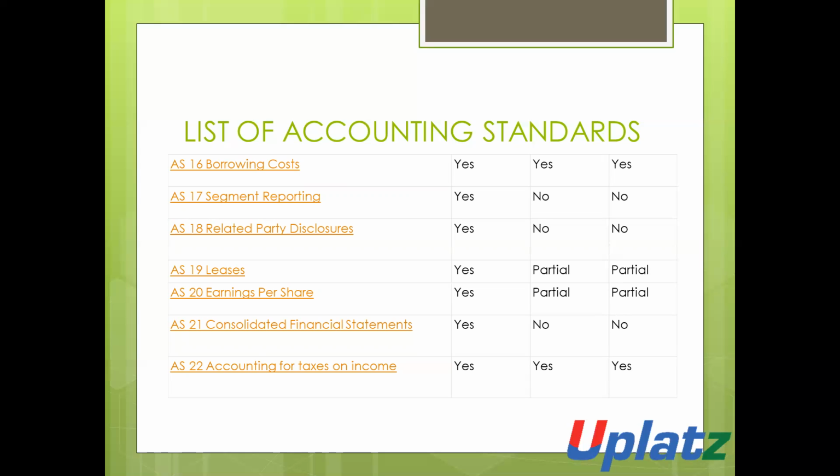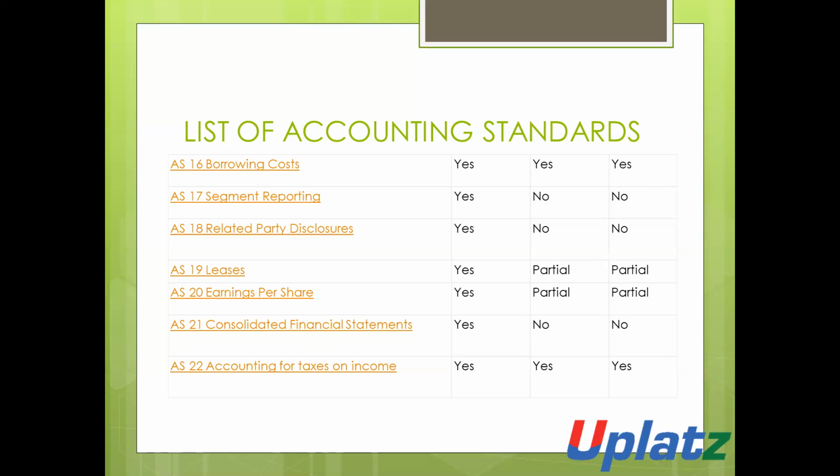The provision of segment reporting is applicable on Level 1 enterprises, but it is not applicable on Level 2 enterprises and Level 3 enterprises. AS18, Related Party Disclosure. AS18 is applicable only on Level 1 organizations. It is not applicable on Level 2 and Level 3 enterprises.